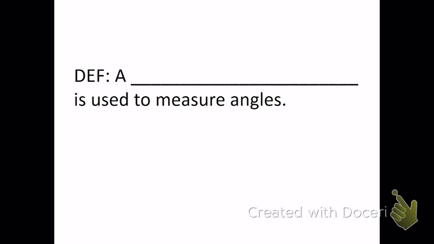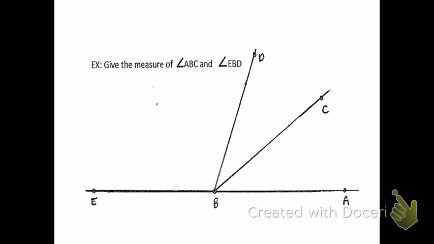Protractor. A protractor is used to measure angles. Your protractors are not in yet, so I'm just going to have to show you on the overhead how to measure an angle with the protractor. Did you do this in middle school? Okay, so you probably have an idea how to do this, but I want to make sure you know how.